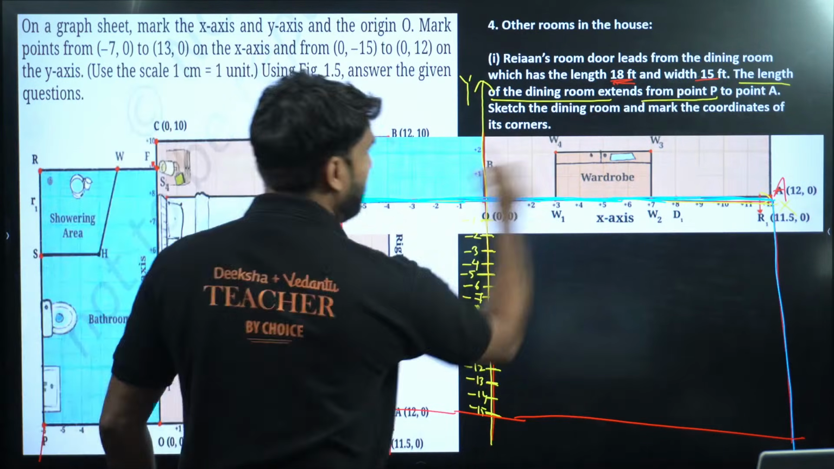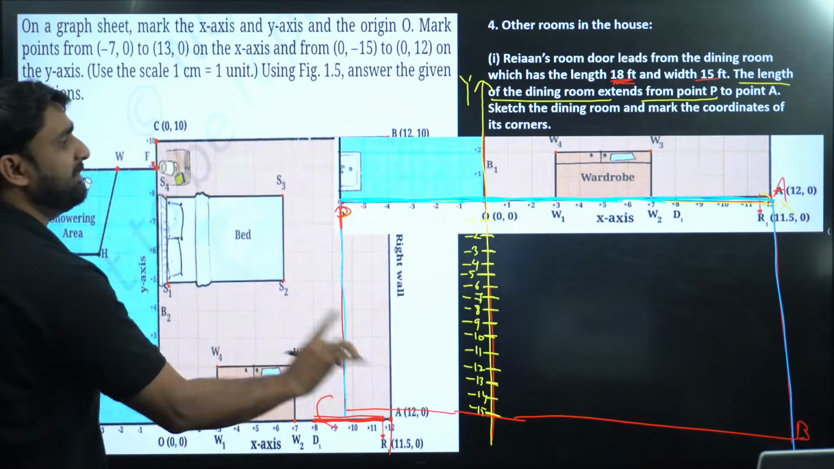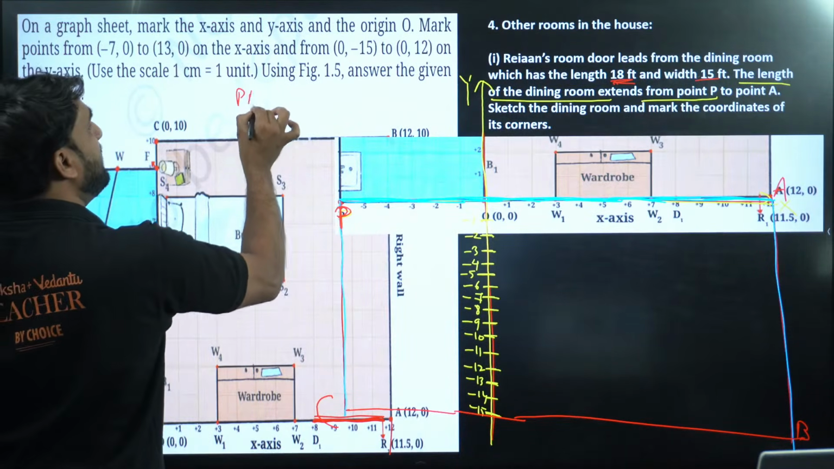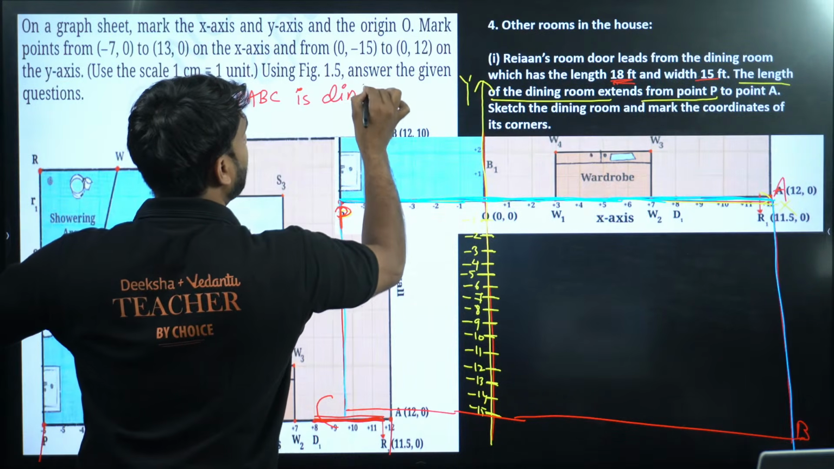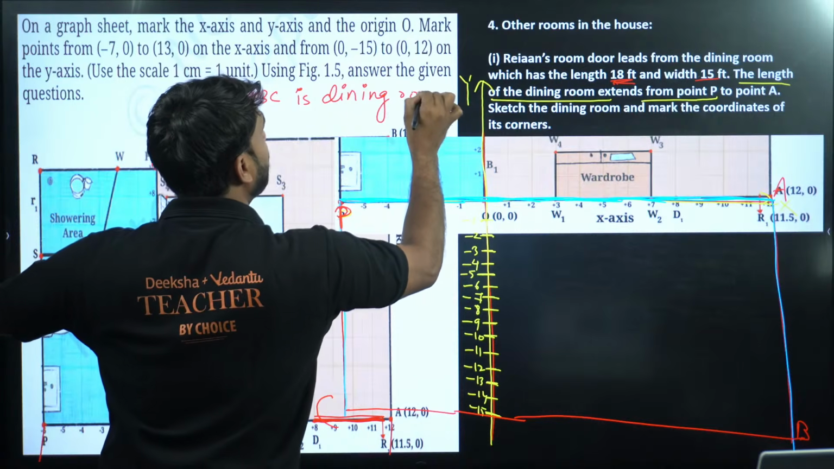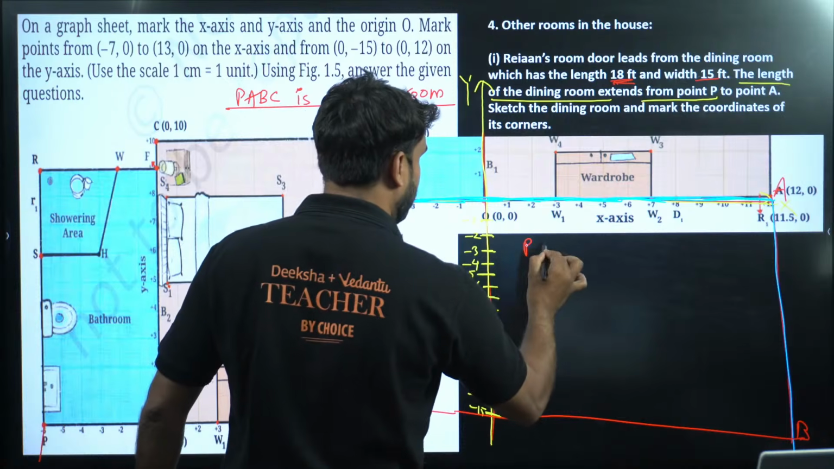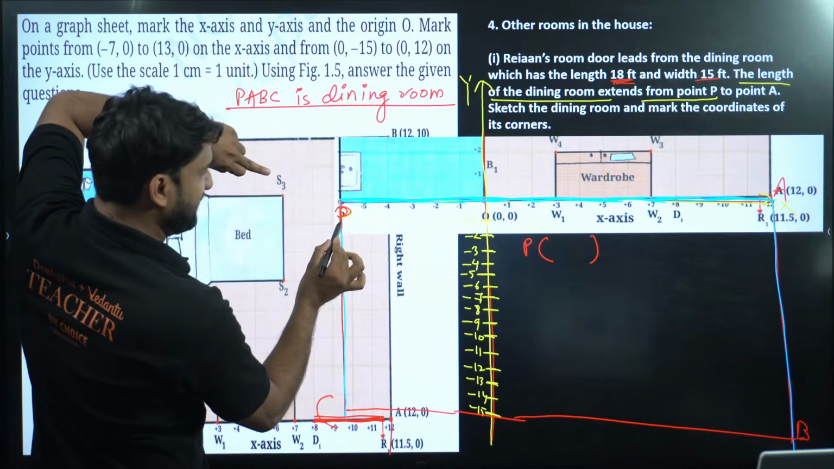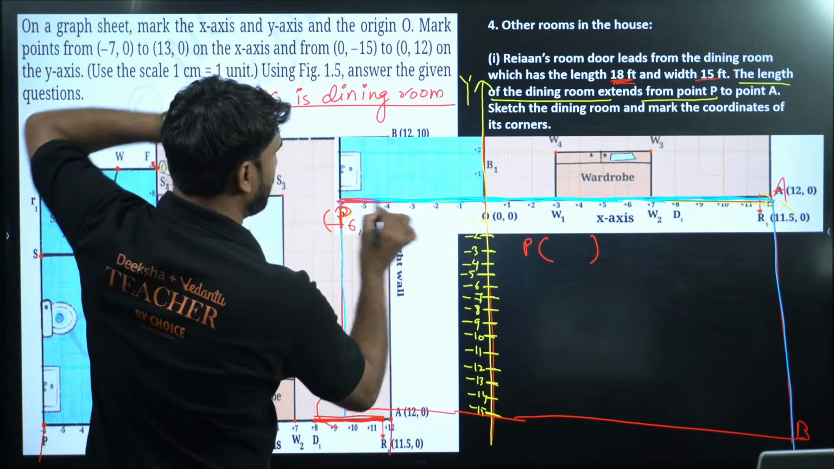So let's mark P, A, and here will be B and here will be C. So PABC is your dining room. I hope this is clear to you all. And we have to write down the coordinates of PABC. So what will be the coordinate of P? The coordinate of P will be -6, and the y coordinate will be 0 because this point is on the x-axis.